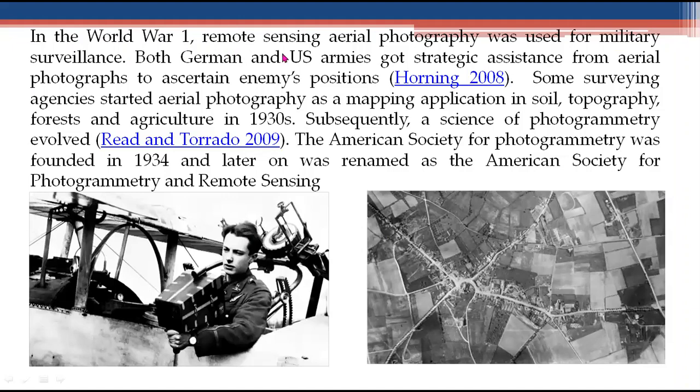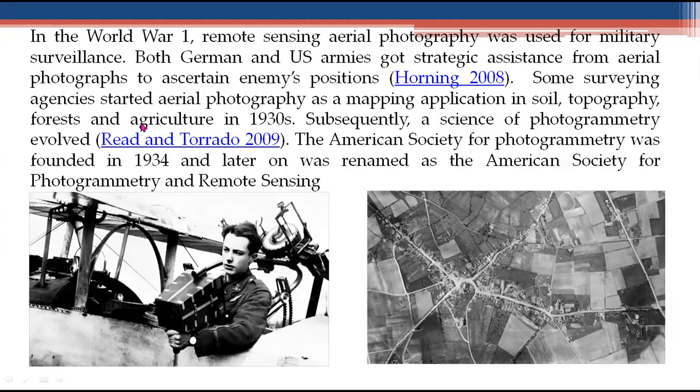In World War I, remote sensing aerial photographs were used for military surveillance. Both German and US armies got strategic assistance from aerial photographs to ascertain an enemy's position. So you can see here, in World War I, remote sensing technology was used in the form of aerial photographs to see the position of the enemies. Germany and the US armies both used aerial photography for that purpose.